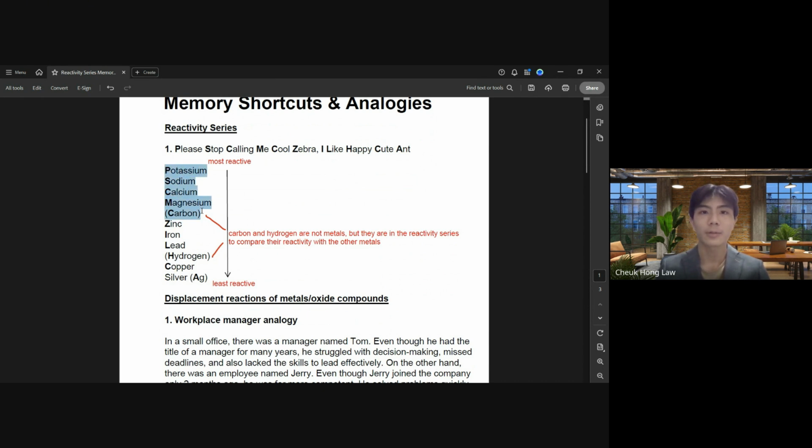Okay, so please stop calling me cool zebra. I like happy cute N. So at the top, potassium, we have the most reactive metal. Okay, then at the bottom, silver, we have the least reactive metal. So this is like a ranking system from most reactive to least reactive. Okay, then in the middle, we have carbon and hydrogen. Even though these two are not metals, they are in the reactivity series so that they can be used to compare the reactivity with other metals.